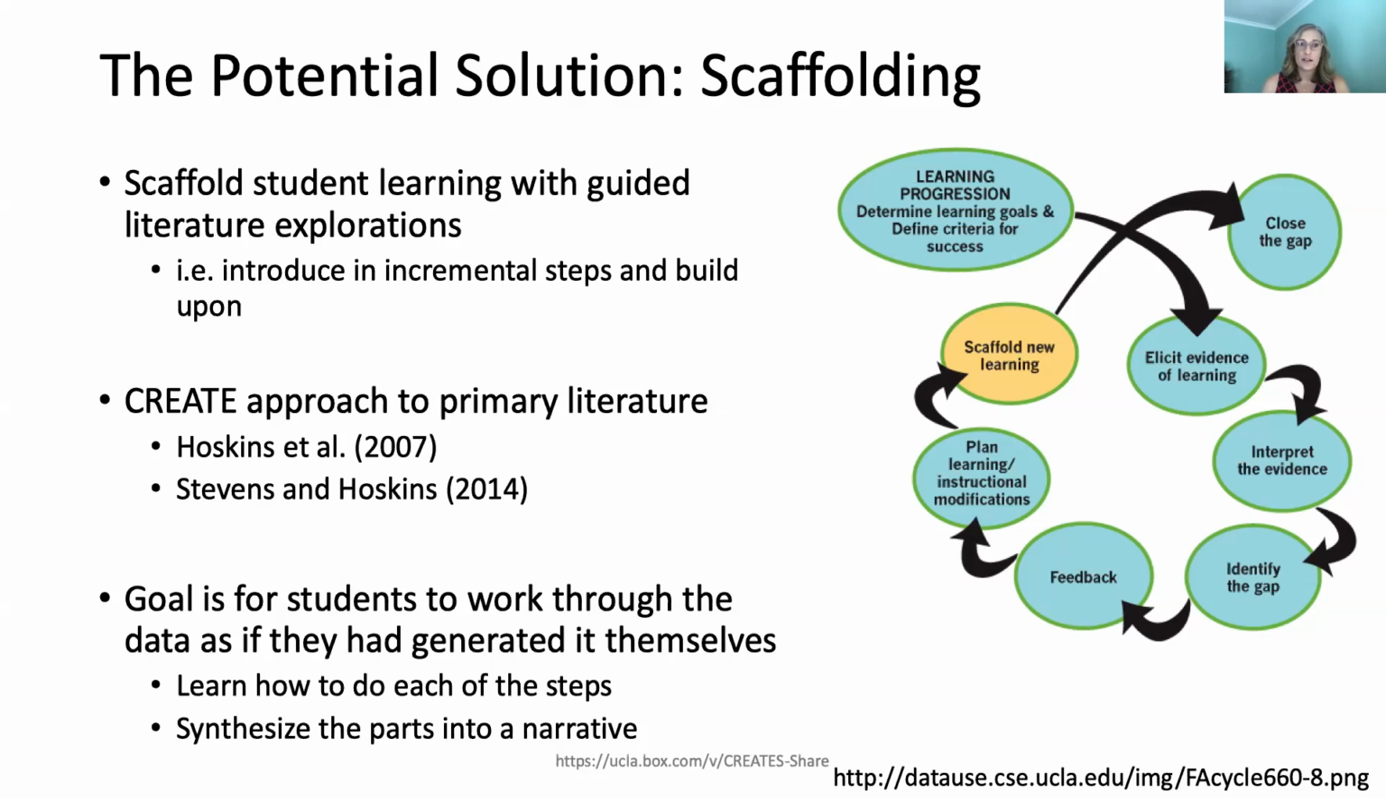And so the CREATES approach is a way to do this in the primary literature, with the overall goal being for students to work through the data of a paper as if they had generated it themselves. And so basically, they need to learn how to do each of the steps and then take all that and synthesize it into a cohesive narrative.